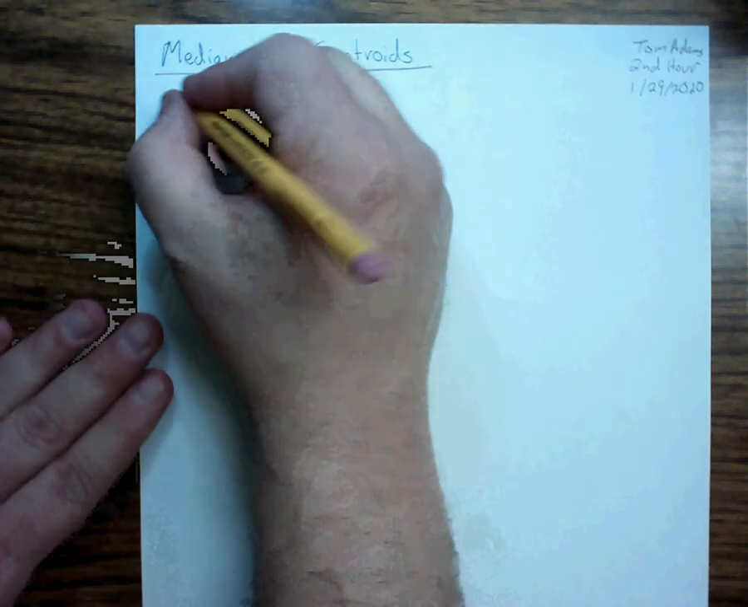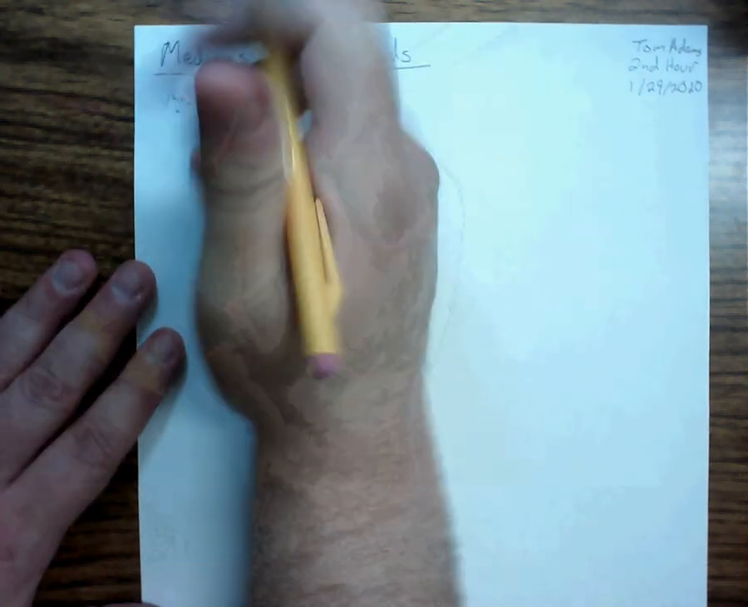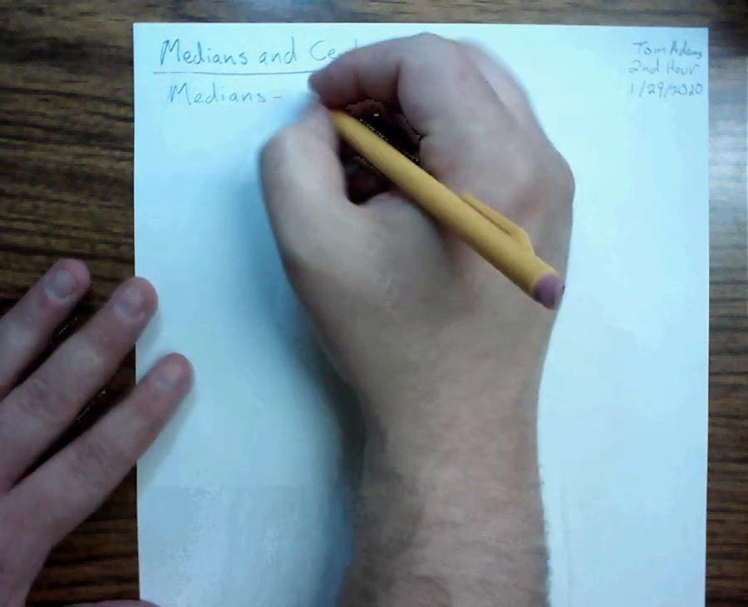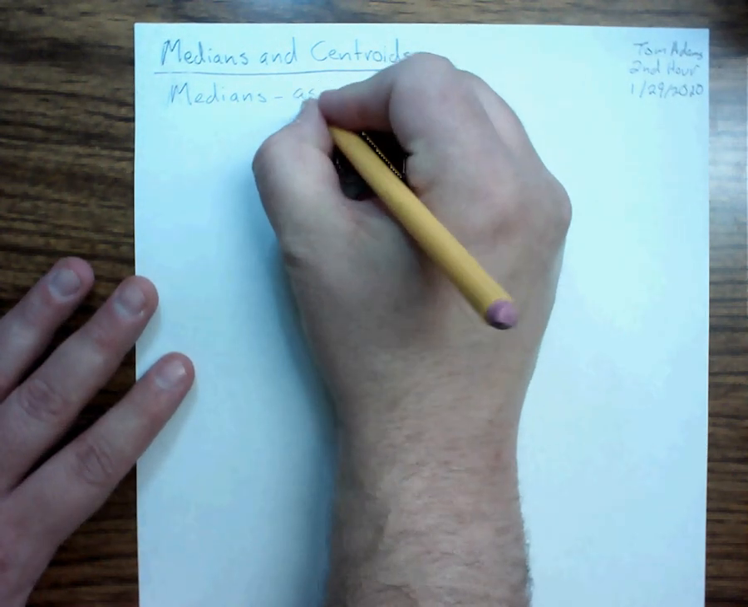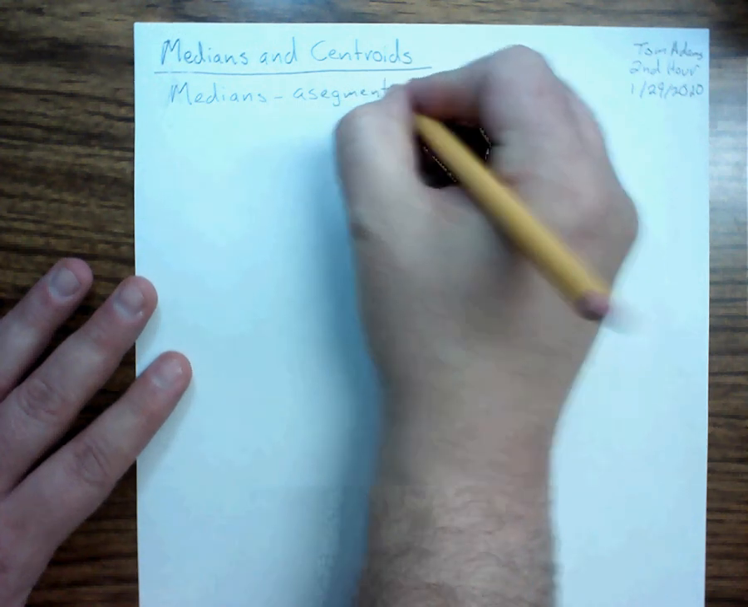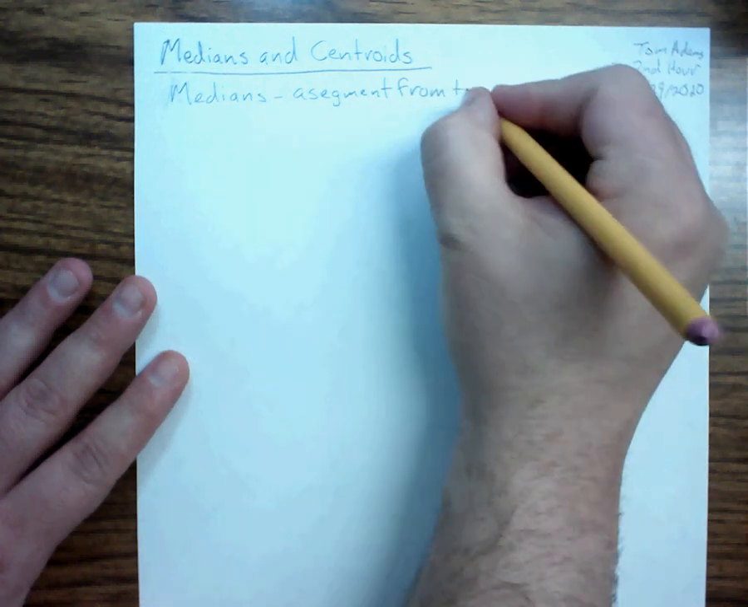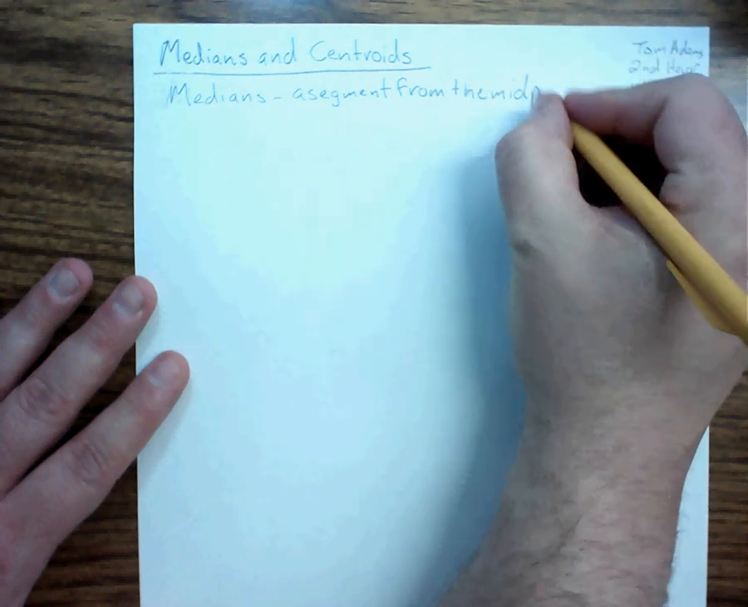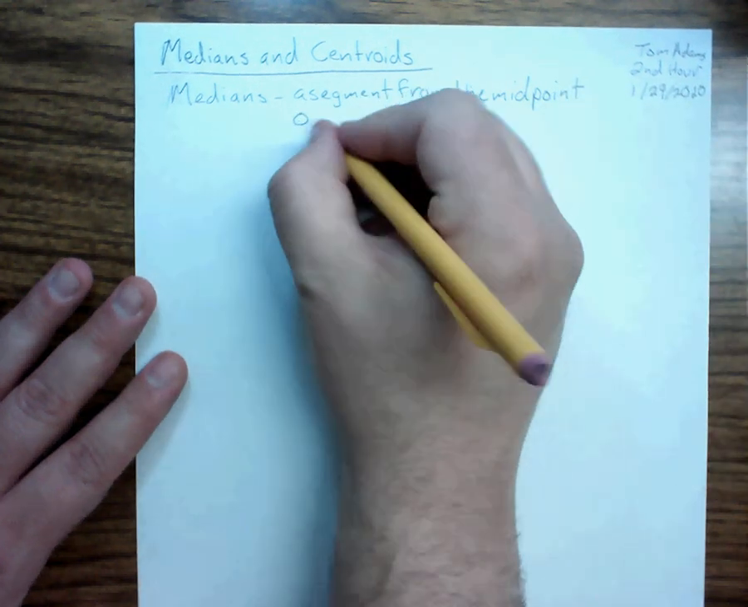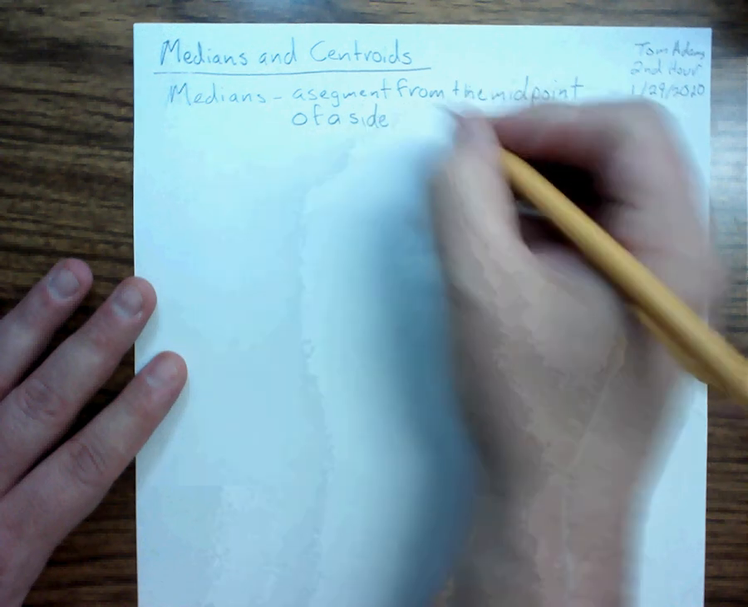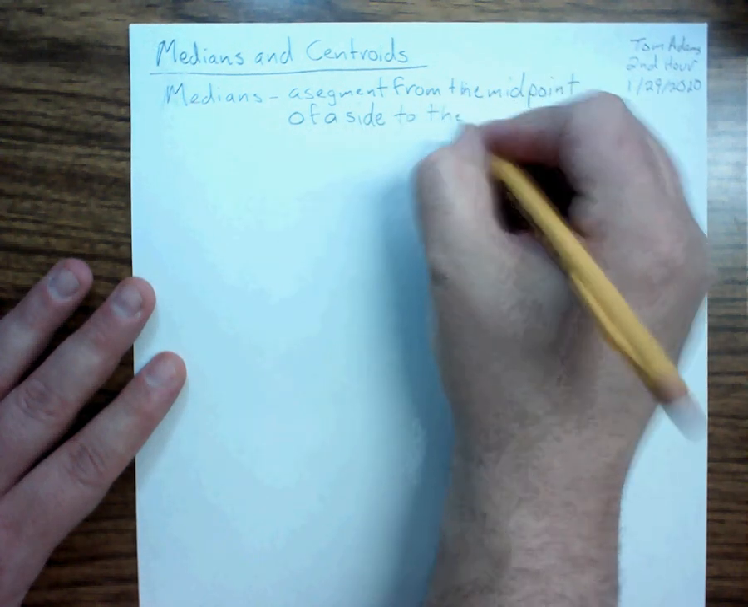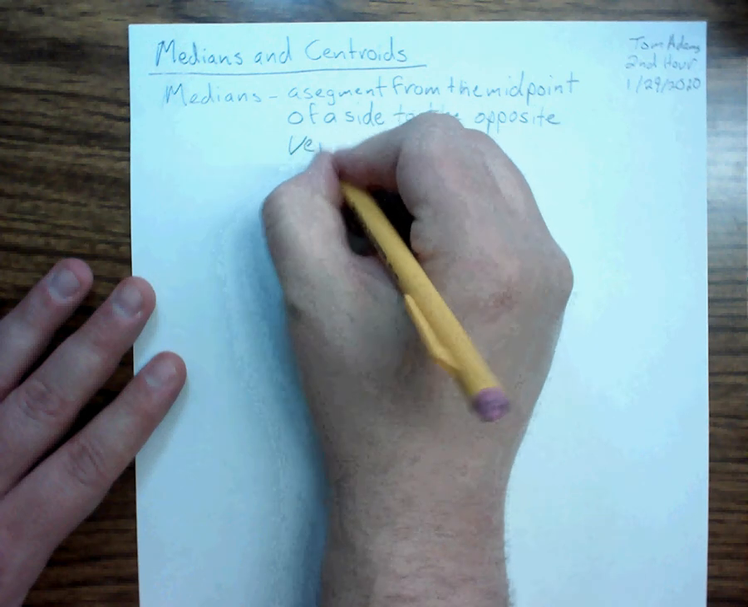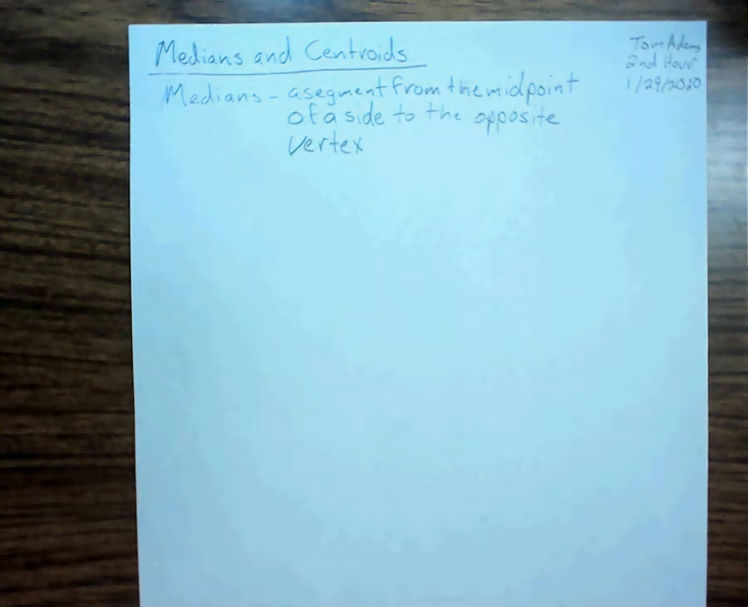All right, so what's a median? Median in your language would be a segment from the midpoint of a side to the opposing, or we'll say opposite, vertex. That's a very informal definition, but I think it'll help you guys to remember what you're doing.